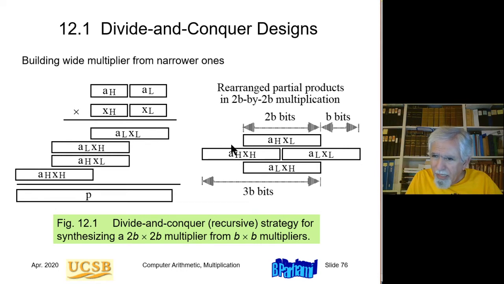So looking at these three things that need to be added, I'm assuming in this diagram that these are B-bit multipliers, and I'm trying to build a 2B by 2B multiplier from B by B multipliers. So the rightmost B bits of the product is directly obtained from here. I don't need to do any additional processing. Then I need to do carry save addition in these 2B-bit positions. And then finally, I have to add the resulting two numbers using a 3B-bit adder.